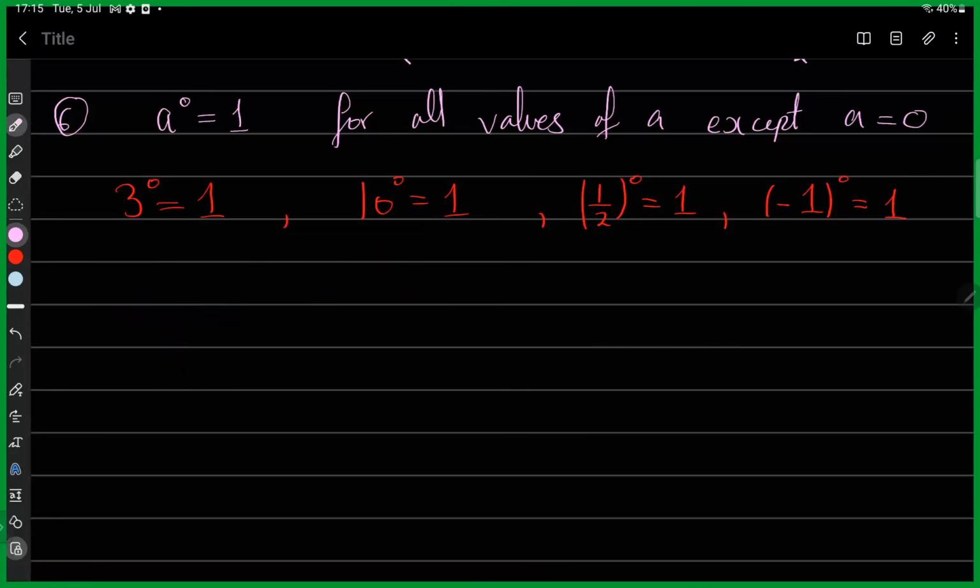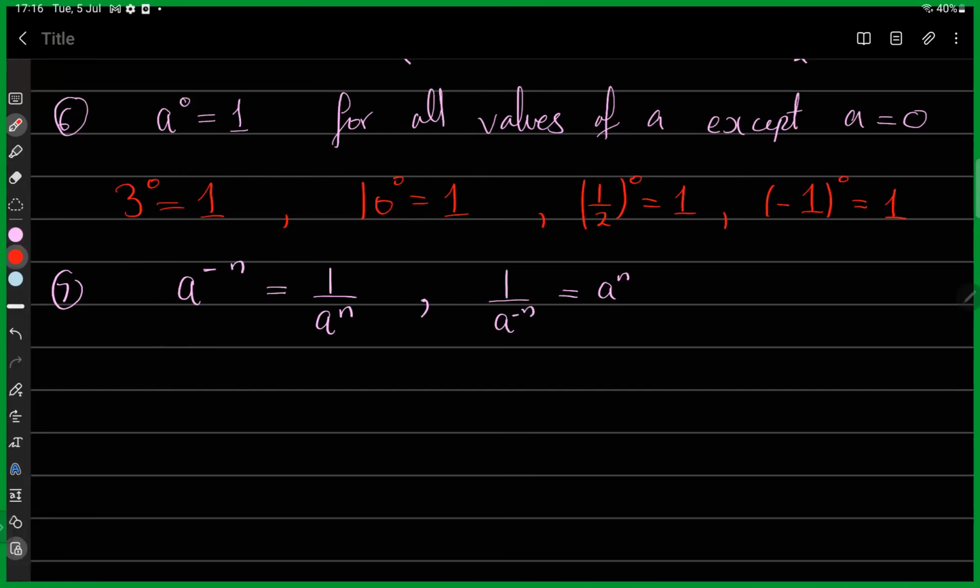Okay, the seventh one is basically for negative indices, or you can think about it as negative power. It says a power negative n is basically equal to 1 by a power n. And you can also think about it as, if you have 1 by a power minus n, you can write it as a power n. I'll explain this, don't worry.